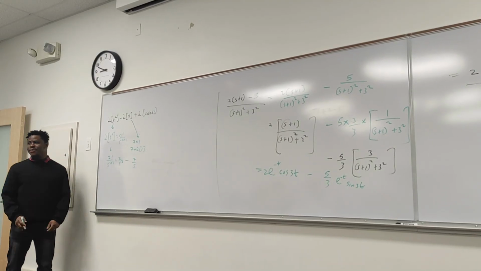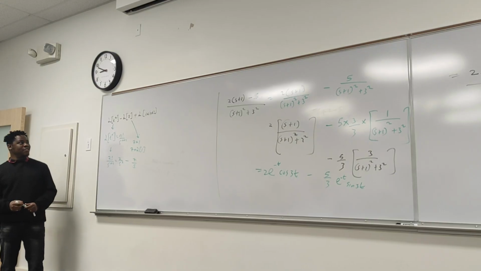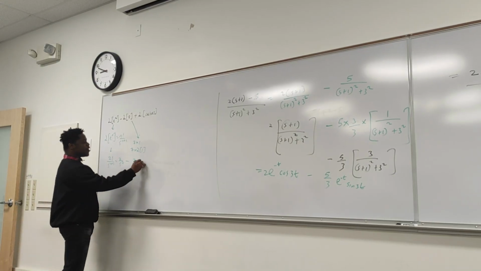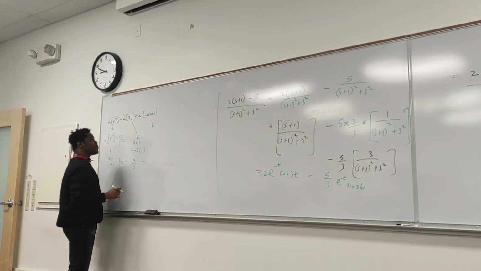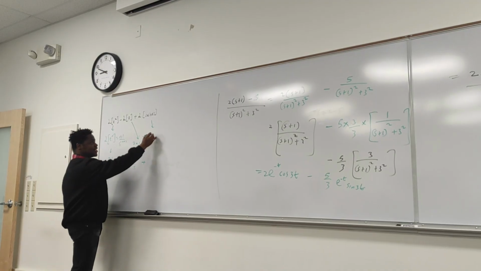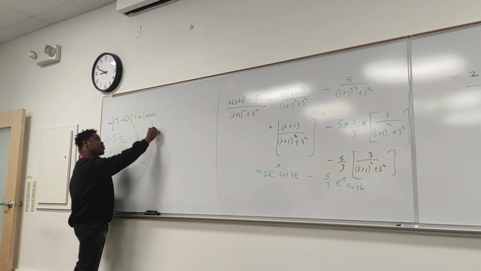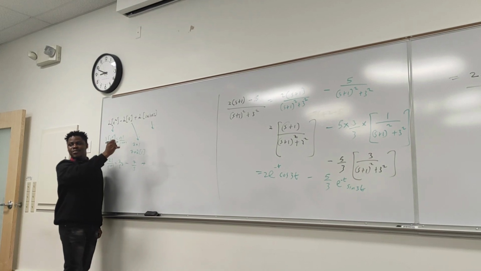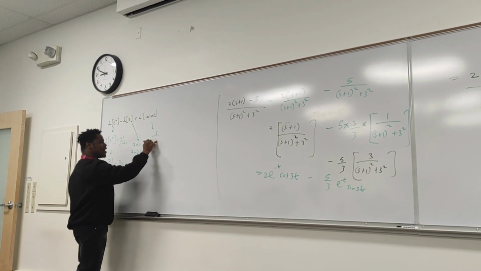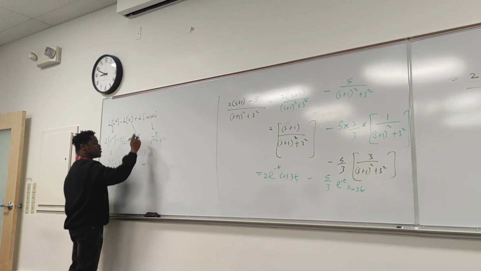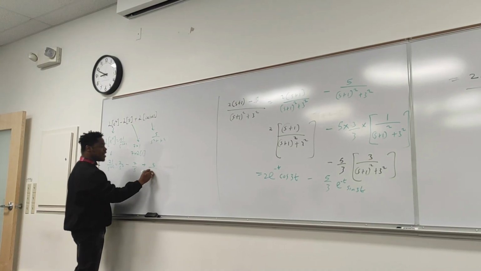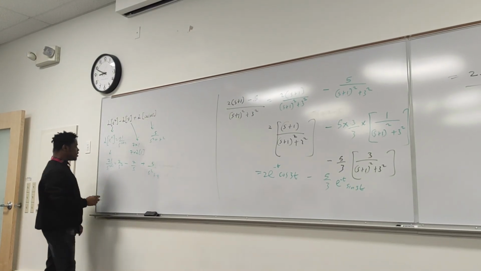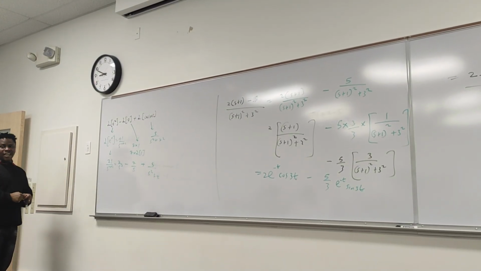S, not 5. Please. My s and 5 look the same. I know that. Plus, who remembers the formula for Laplace of cos 2t? Is it k over s squared plus k squared? What is it? S over s squared plus k squared. Thank you. Our k is 2 this time, so it becomes s over s squared plus 4. So this is your answer. Right?